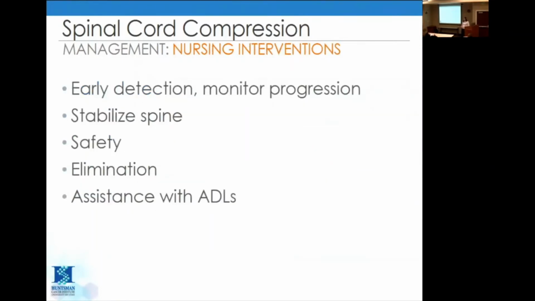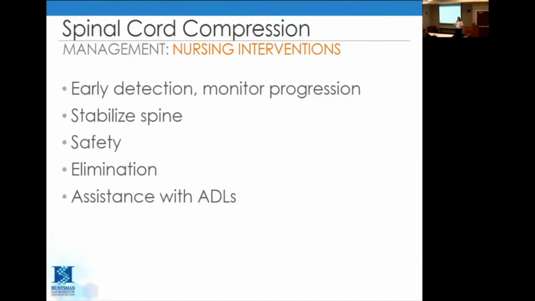The best thing you can do for this is obviously prevent it, early detection. Luckily we have detection here, stabilize the spine, help them with ADLs. It seems counterintuitive, but the more they get up, the more they use that, the less they lose. So they feel weak, they're obviously fall hazards, but get them up. They're in pain, give them pain meds, get them up.